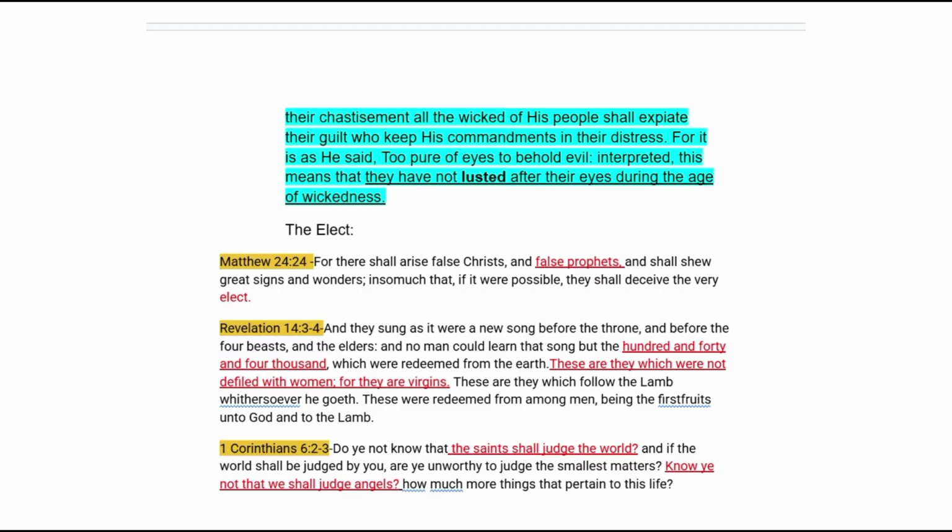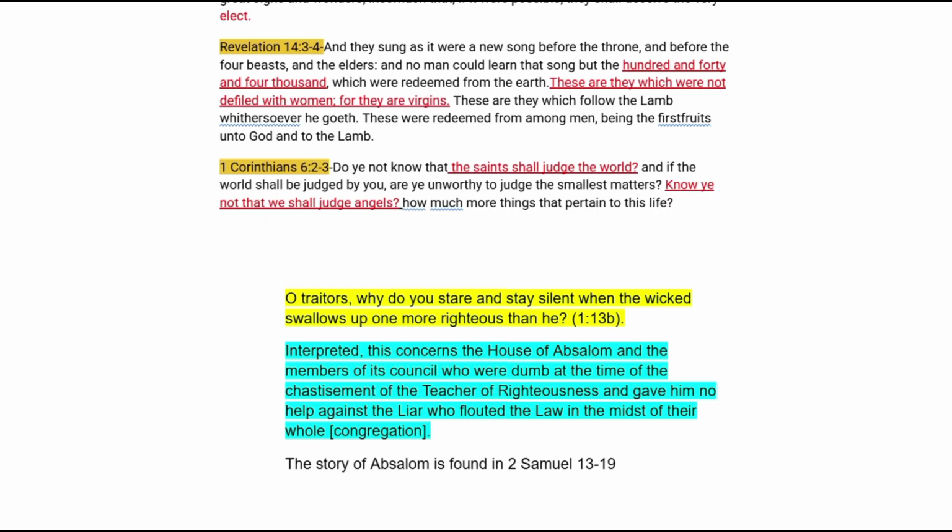How amazing! "And if the world shall be judged by you, are ye unworthy to judge the smallest matter? Know ye not that we shall judge angels? How much more things that pertain to this life?" This thing in First Corinthians just blows my mind. I've said that a lot today, but really the Bible is so deep, as Tony says. It's incredible.